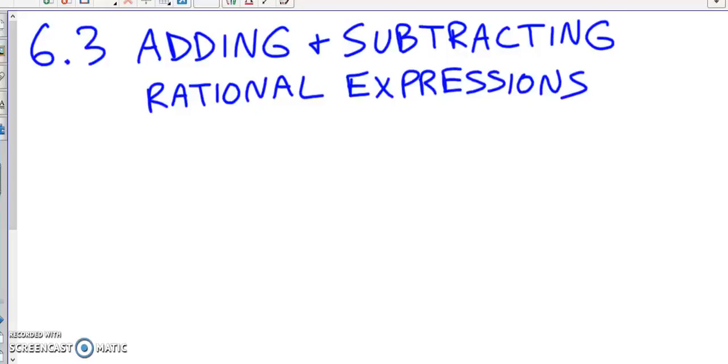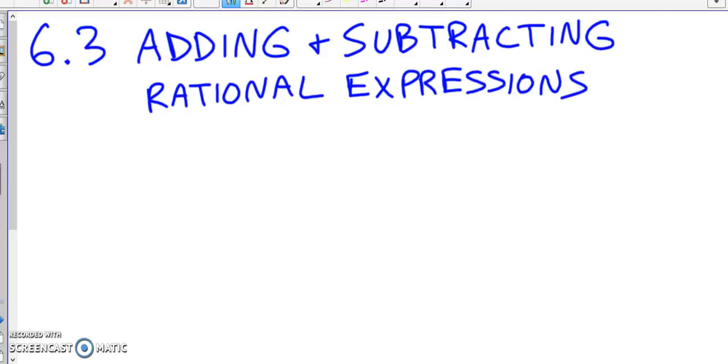Bridges, section 6.3, adding and subtracting rational expressions. Well, basically, unlike multiplication, when you either add or subtract a rational expression, it's just like a fraction. When you add or subtract a fraction, you have to get a common denominator.